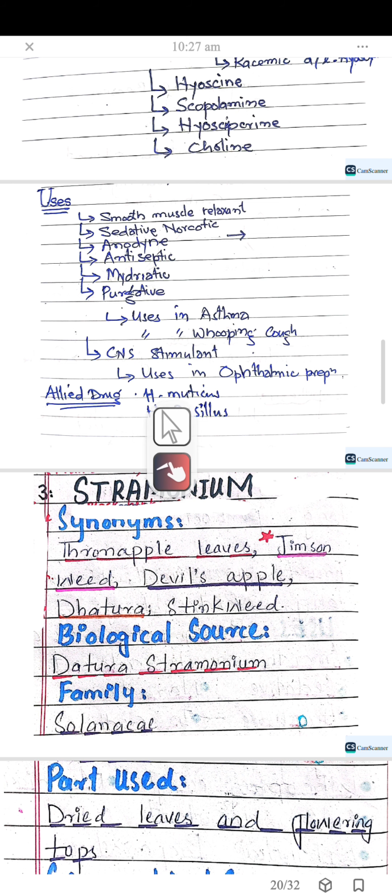Allied drugs are also famous for this family. These are Hyoscyamus muticus and Hyoscyamus albus. These are the allied drugs for Hyoscyamus niger. Next we will go towards stramonium in the next lecture, inshallah.